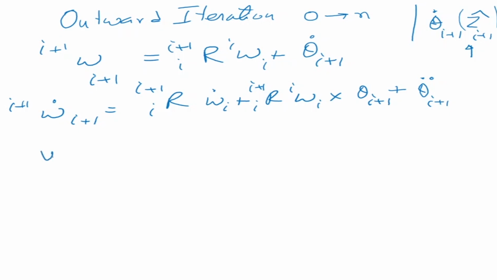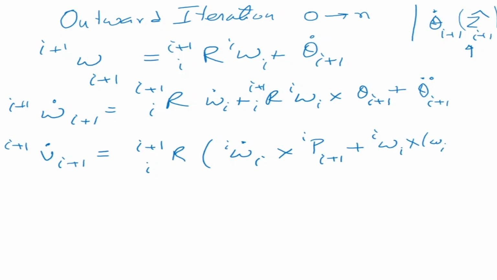Now the linear acceleration, v dot_(i+1), again from i+1 to i+1, is equal to R(i+1,i) times ω dot_i cross p_(i+1) plus ω_i cross (ω_i cross p_(i+1)) plus v dot_i. So what we saw is that the velocity propagation depends on the velocity of the previous link, plus the linear velocity because of the rotation of the previous link, which is this term, and this is the velocity of the previous link. Now that is the linear acceleration.